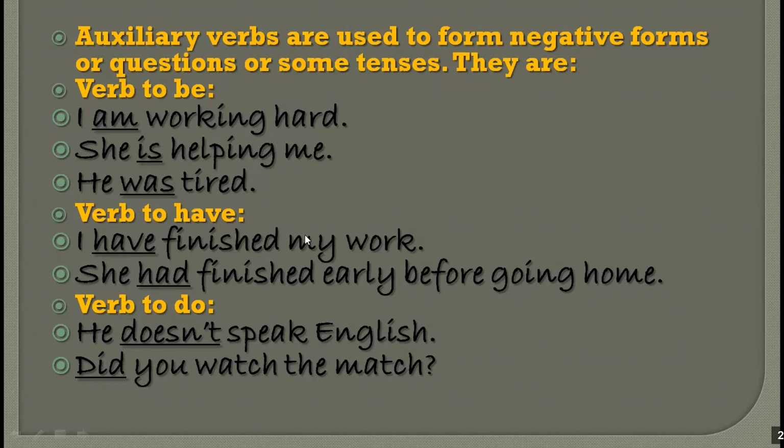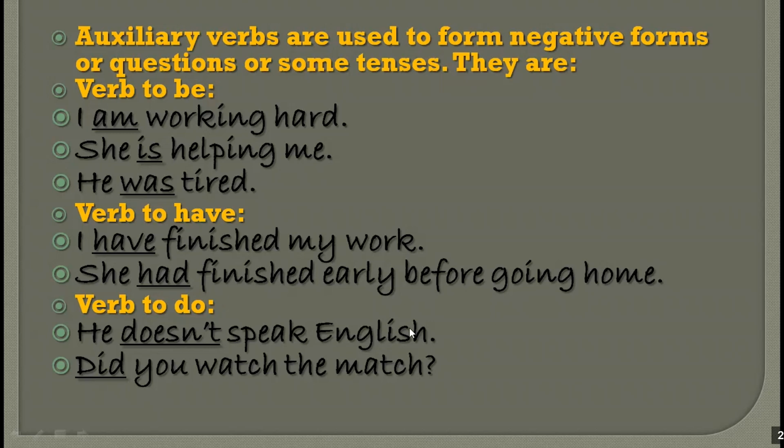Verb to have, I have finished my work. So we use it to form the present perfect. We have the same situation here. Finish is the main verb and have is an assisting verb or the auxiliary verb. She had finished early before going home. We use the auxiliary verb here to form the past perfect. Had is the assisting verb, the auxiliary verb, and finished is the main verb.